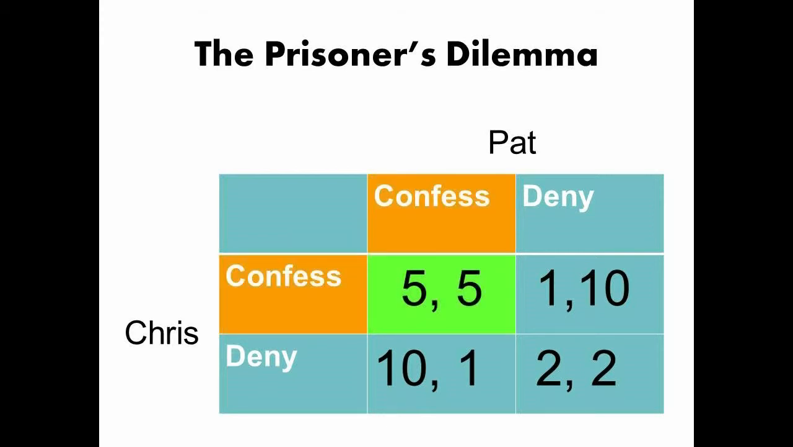If they both confess to the crime, Chris and Pat will each spend 5 years in prison. If they both deny committing the crime, the sentence will be shorter, 2 years, because there isn't a lot of evidence against them. If Pat confesses to the crime and Chris denies involvement, Pat will get a light 1-year sentence for his honesty and his help convicting Chris, while Chris will get a heavy 10-year sentence for being a lying denier. In the opposite situation, Chris will get a light 1-year sentence and Pat will spend 10 years in prison.